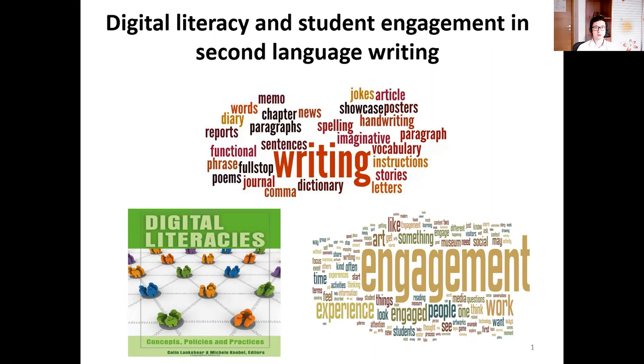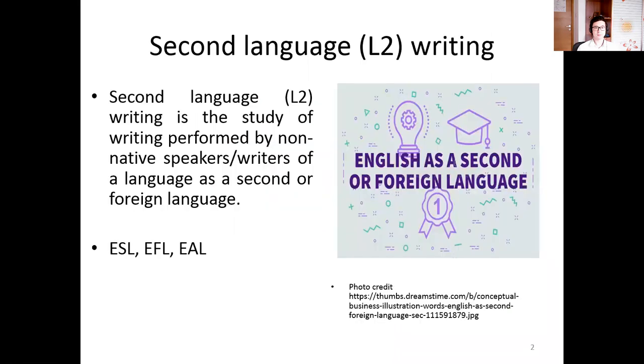Today I will be talking about digital literacy and student engagement in second language writing. From the topic, you can see that there are three key terms in today's talk. Let's unpack them one after another.